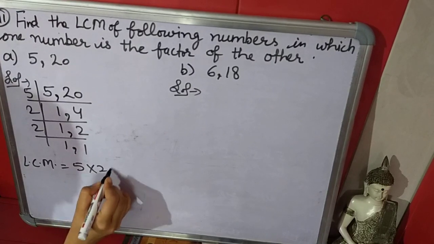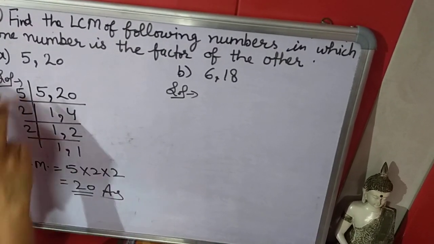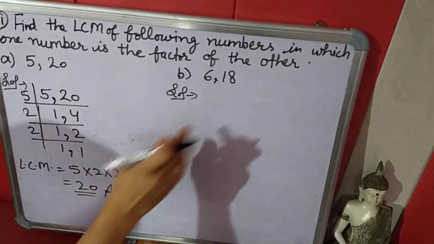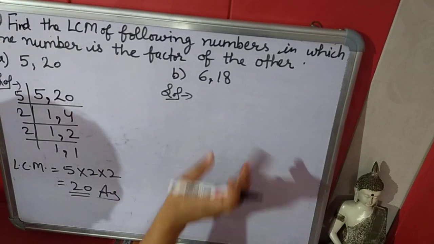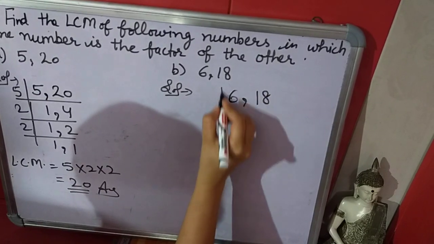Five multiply 2 multiply 2. So LCM is 20. 5 is the factor of 20. So the biggest number will be LCM. In this case also, 6 is the factor of 18. So 18 will be LCM. We can prove this by taking LCM of 6 and 18.